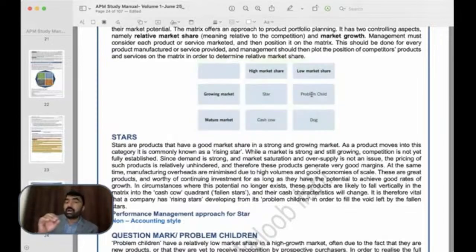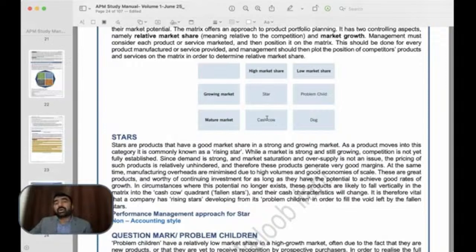This is a product or business unit that is operating with low market share but in a high growth market. Market is growing, but the share of this business unit is low. So we have to decide what to do with this. Number two is a dog, called dog business or dog product. This is a product operating in a low growth market, also called mature market, with low market share. So we have to decide whether we should continue or discontinue this one.